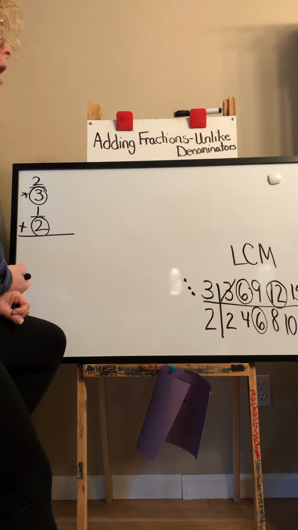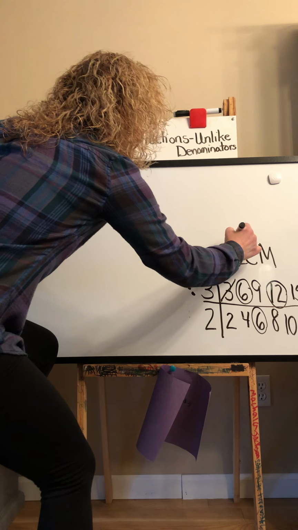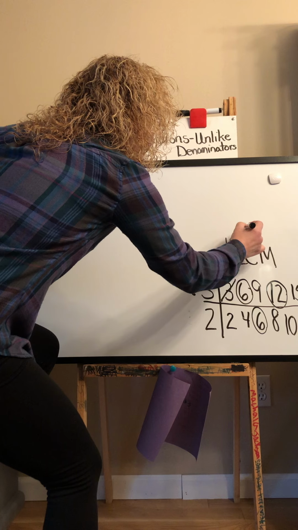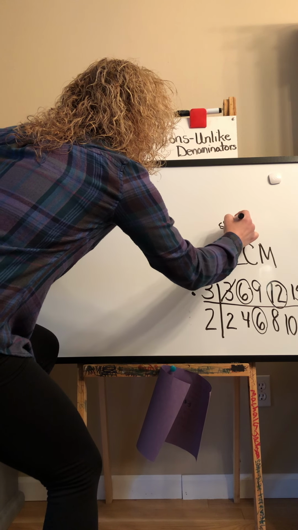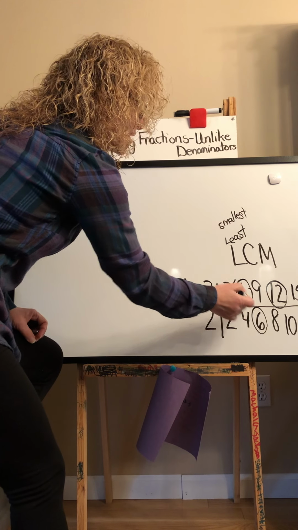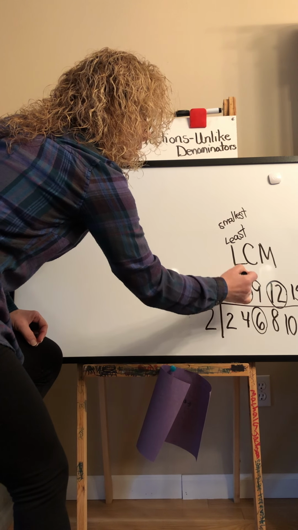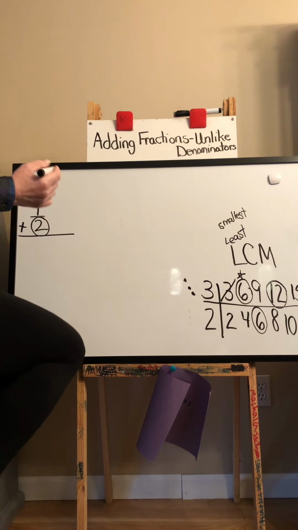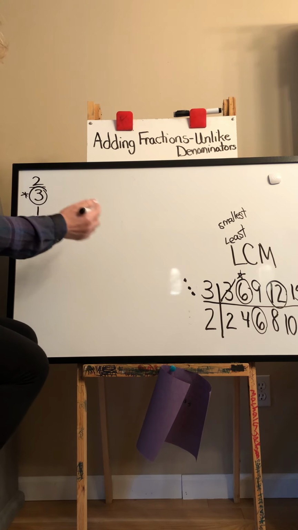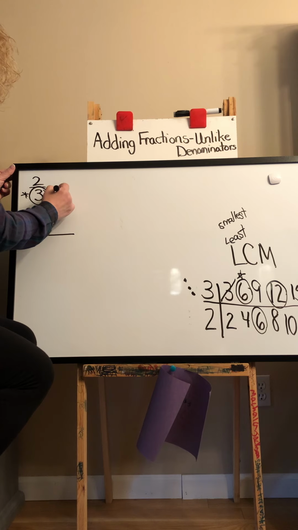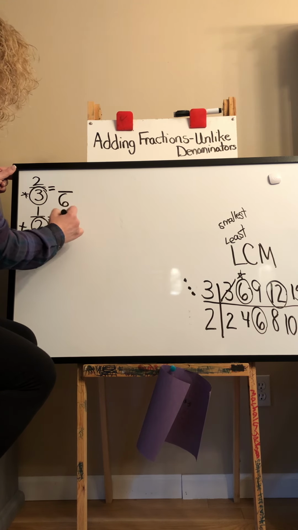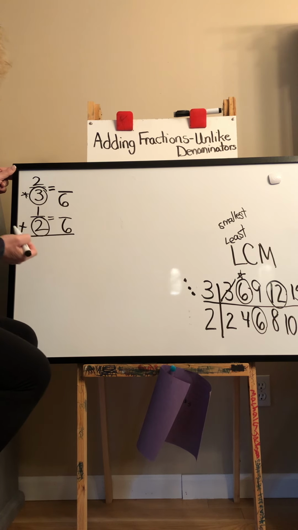And I'm going to say, oh, but I need the least, or the smallest common multiple. So 6 is smaller than 12. I'm going to go with the 6 as my denominator. Would you still get an answer if you use the 12? Yes, but we want the least. So we will use the 6 as our common denominator.